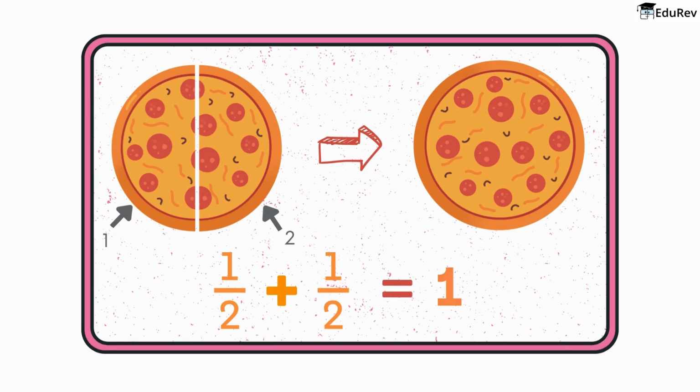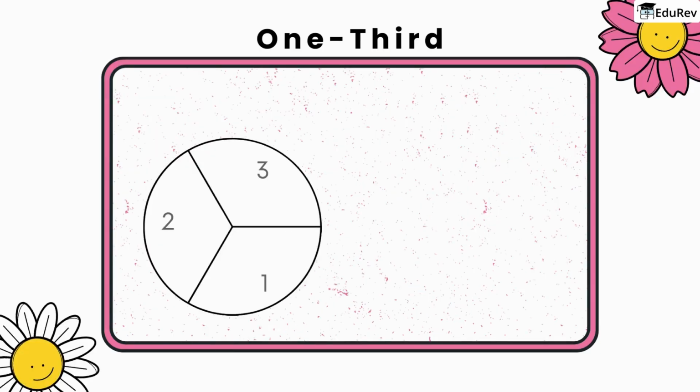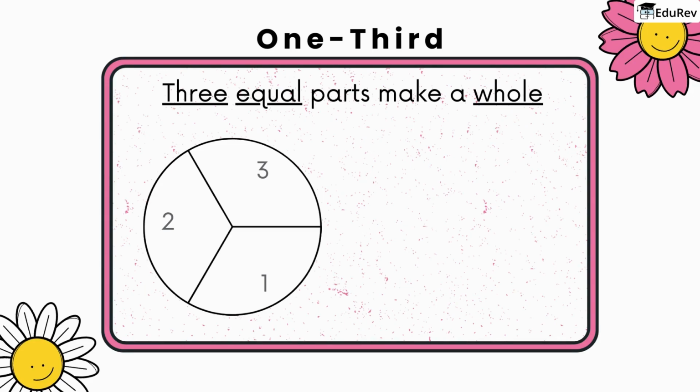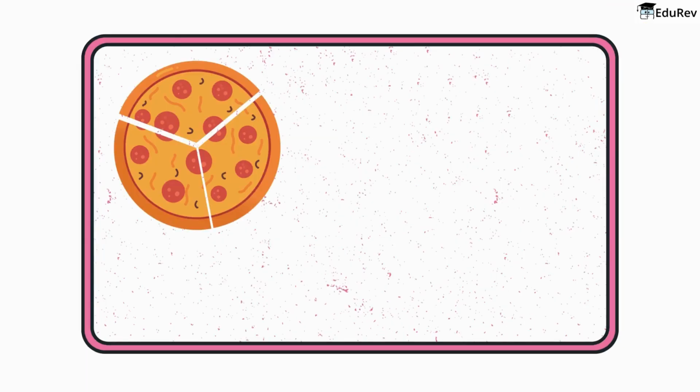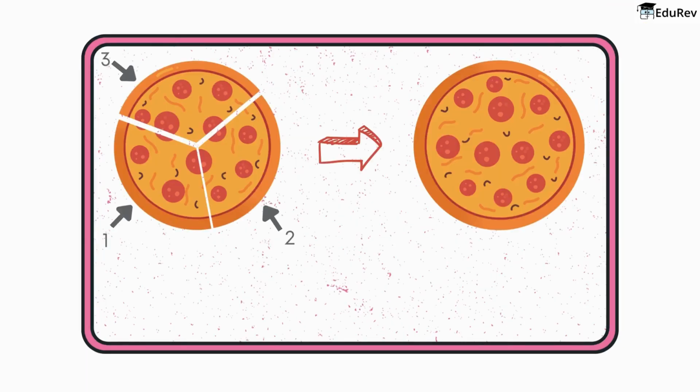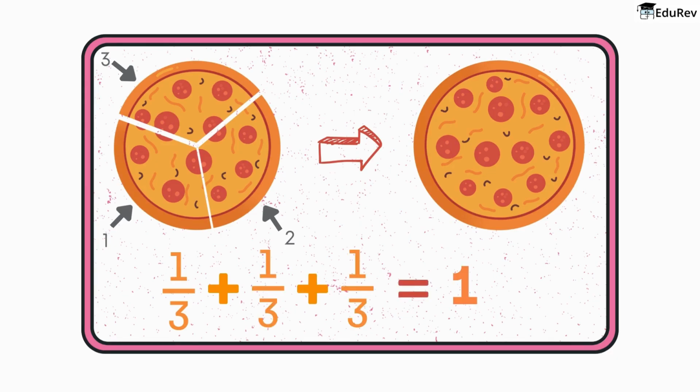Now let's see what is 1/3. When the whole is divided into 3 equal parts, each part is called 1/3, and 1/3 is written as 1 by 3. So it also means that 3 one-thirds make a whole, that is 1 by 3 plus 1 by 3 plus 1 by 3 equals 1.